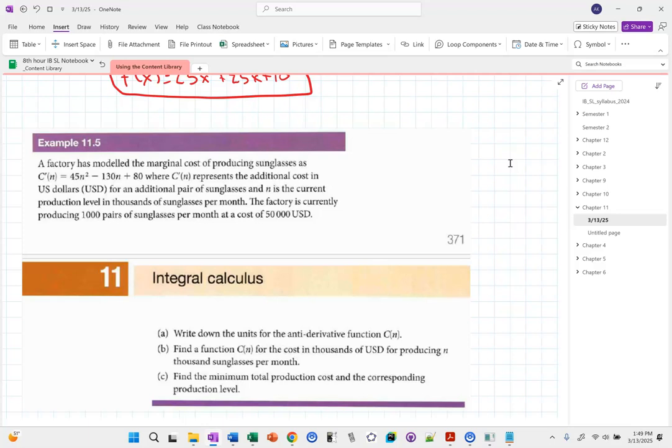Anyway, all right, let's read this. So it says a factory has modeled the marginal cost of producing sunglasses as C prime of n equals 45n squared minus 130n plus 80, where C prime of n represents the additional cost in US dollars for an additional pair of sunglasses, and n is the current production level in thousands of sunglasses per month. The factory is currently producing 1,000 pairs of sunglasses per month at a cost of $50,000 US dollars. Write down the units for the antiderivative function C of n.